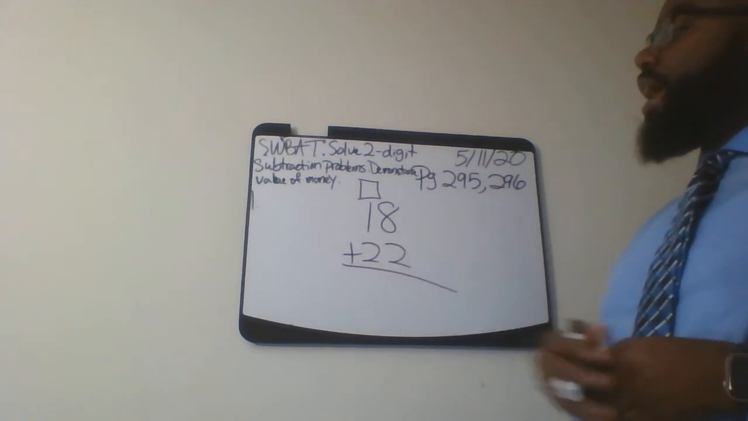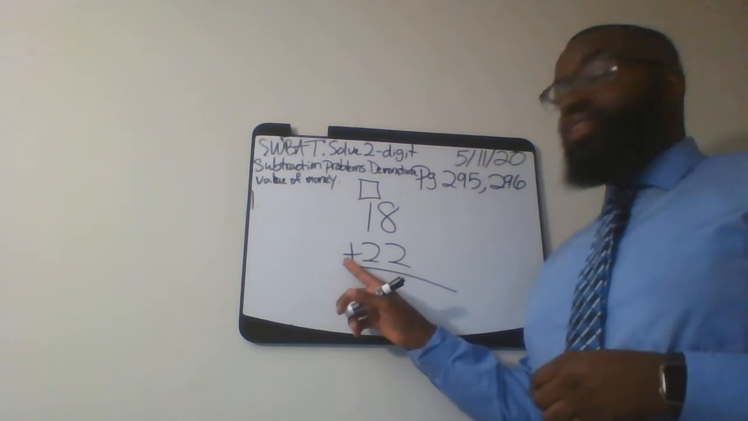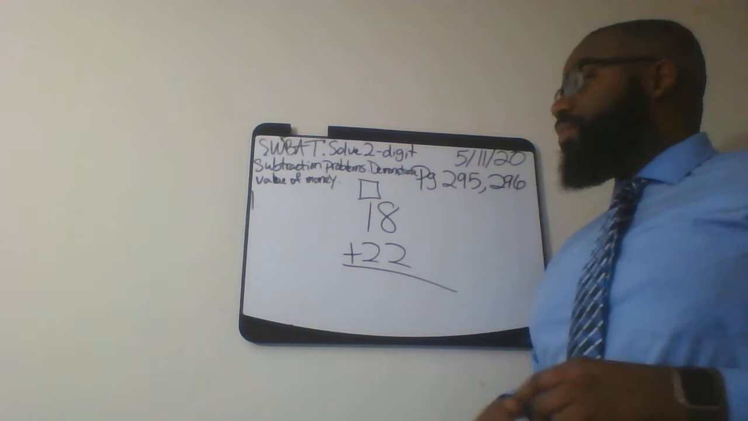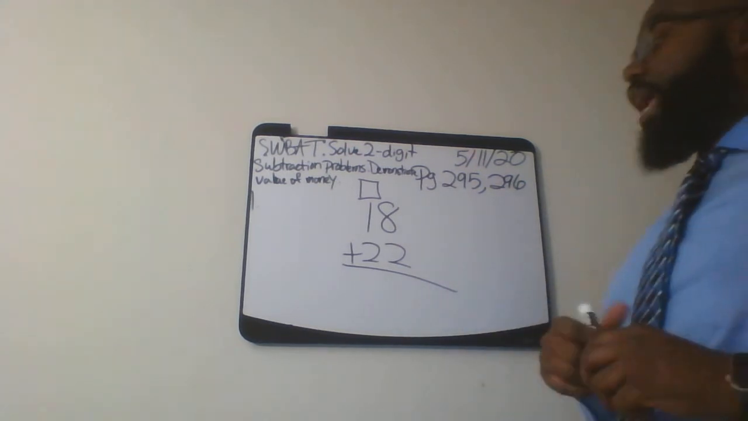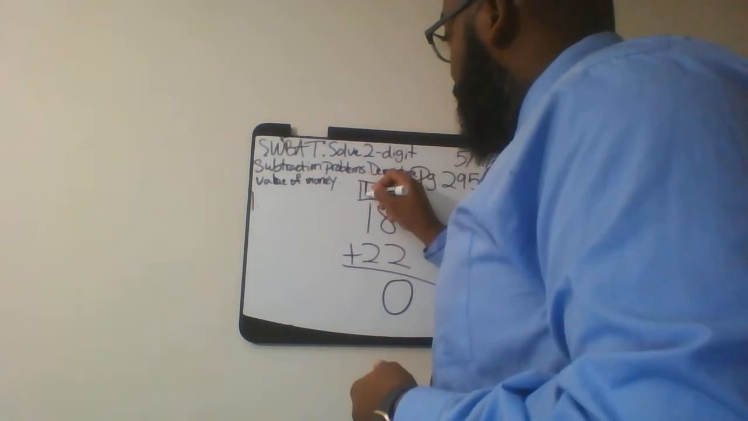Number one is 18 plus 22. Make sure you pay attention to the signs so you don't get the problem wrong, okay? This is an addition problem. All right, starting in the ones place, 8 plus 2. As we all know, the answer is 10.